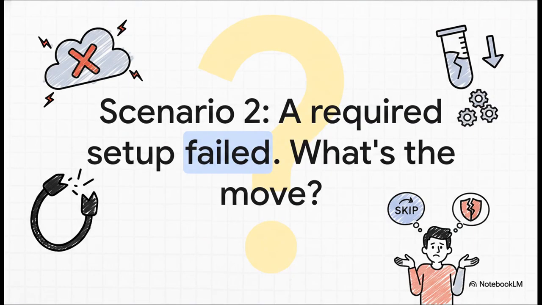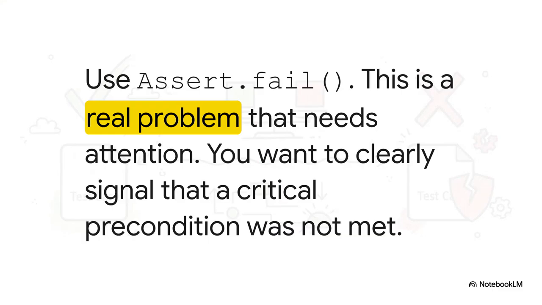Okay, on to scenario two. Your test absolutely has to connect to some external service to do its job. But during the setup phase, that connection totally fails. There's no way this test can pass. So what do you do now? This is where you bring in the failer, Assert.fail. See, this is a real problem, and it needs attention right away. You want to send up a flare to loudly and clearly signal that the test failed because a critical piece of the puzzle was missing. If you just skipped it, you'd be hiding a potentially serious issue in your whole testing environment, and that just gives you a false sense of security.